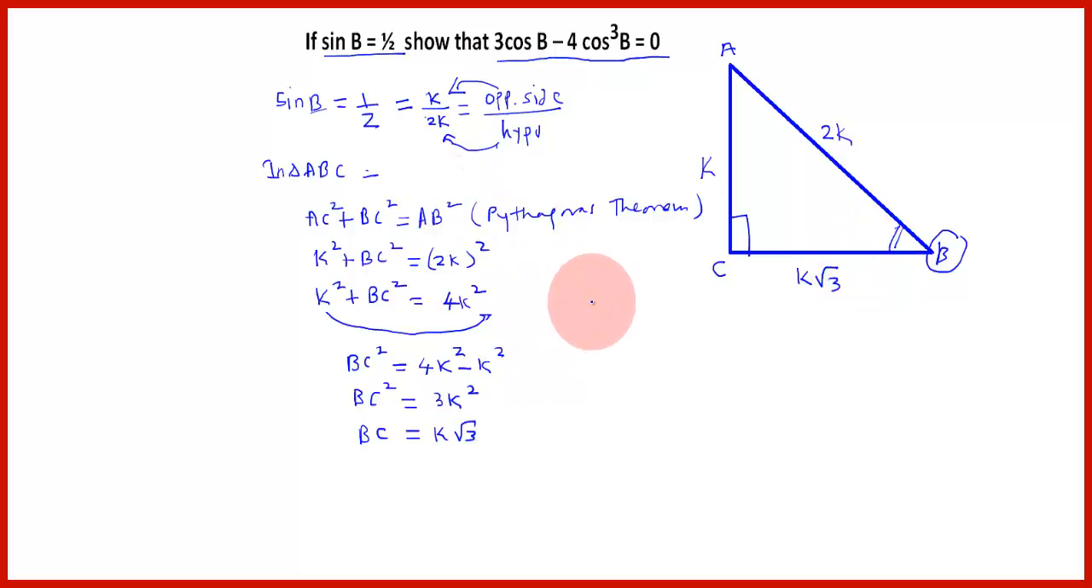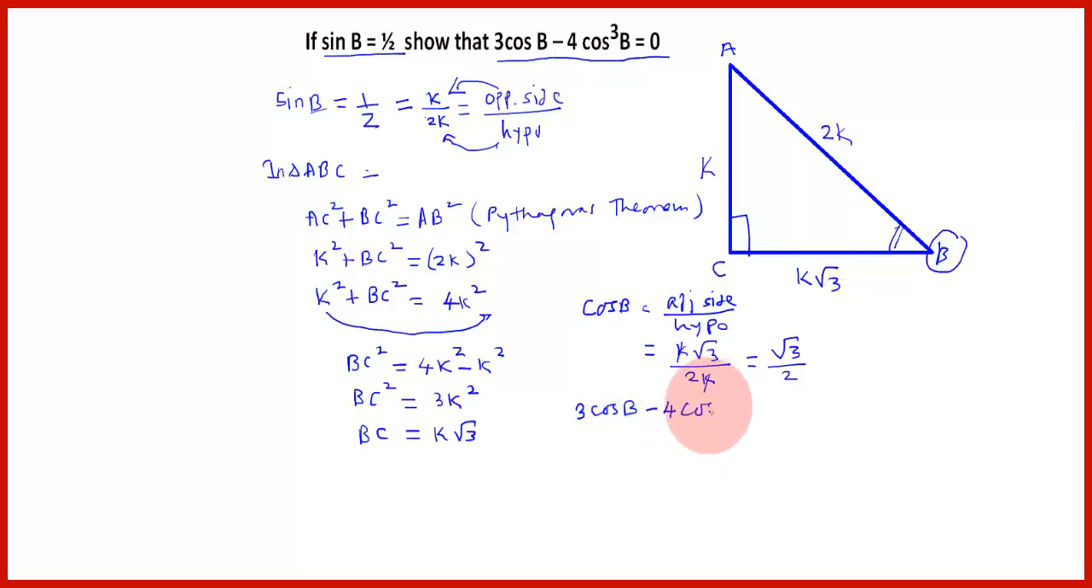Therefore cos B is equal to adjacent side upon hypotenuse, which is equal to k root 3 by 2k. So here k and k will get cancelled and it will be root 3 by 2. So cos B is root 3 by 2. And so we get 3 cos B minus 4 cos cube of B equal to 0. This we have to show.